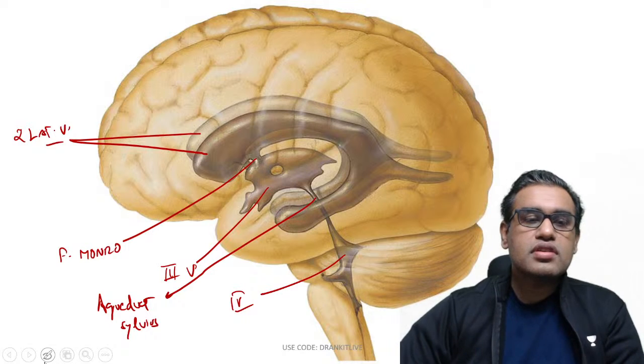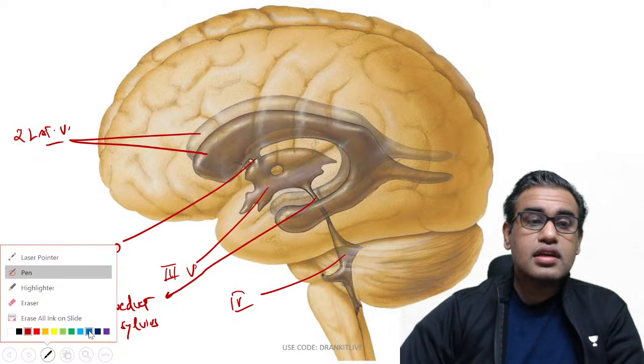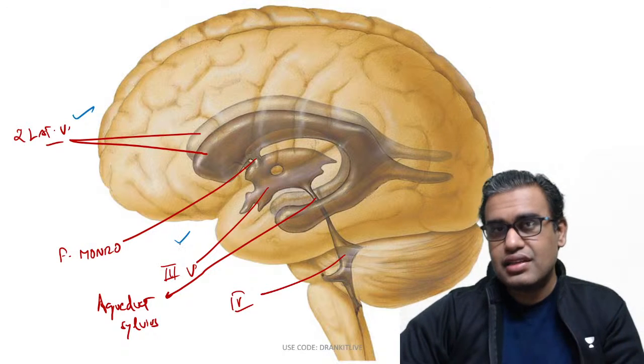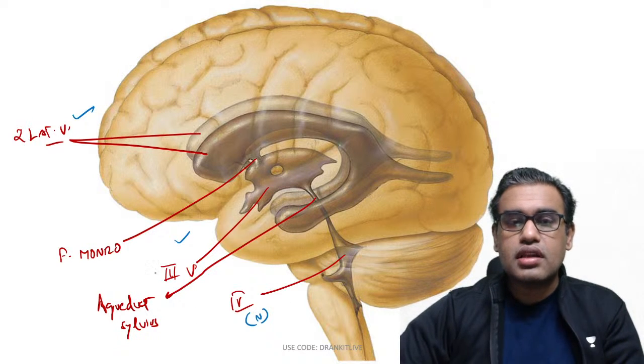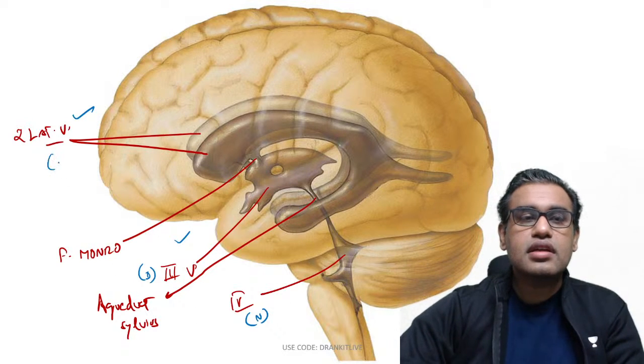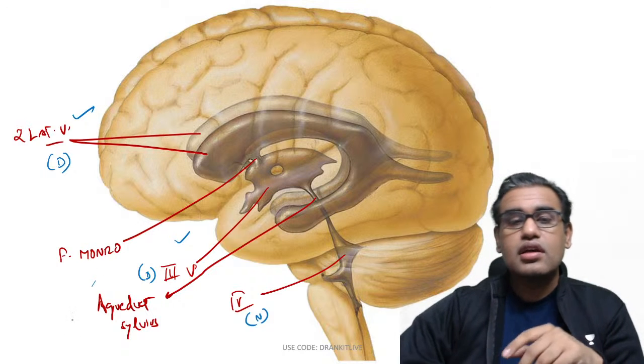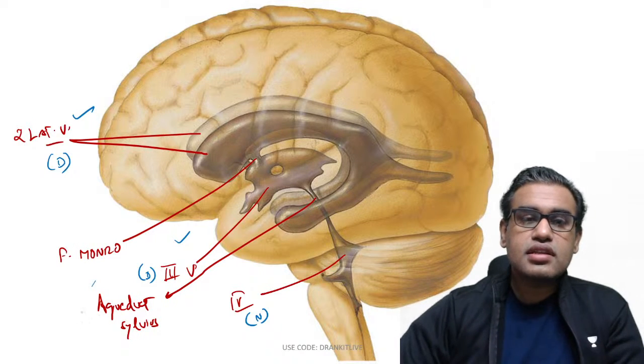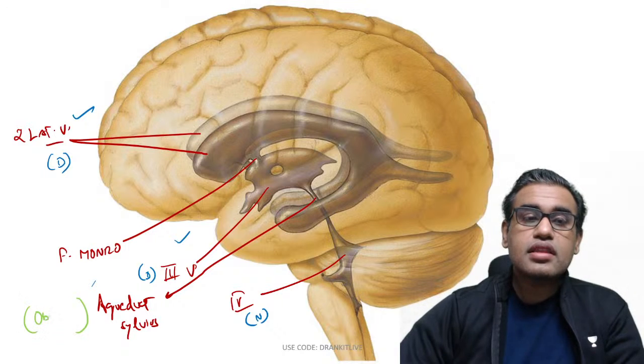Fine. Now what was the question? The question said that the lateral ventricles and the third ventricle are dilated, and the fourth ventricle is normal. These are D for dilated, and the fourth ventricle is normal. Now where should the obstruction be? Our common sense should tell us that the obstruction appears to be in the aqueduct of Sylvius.